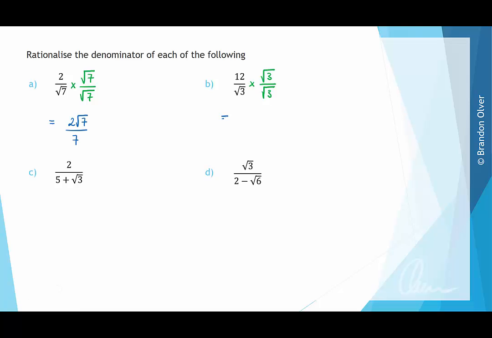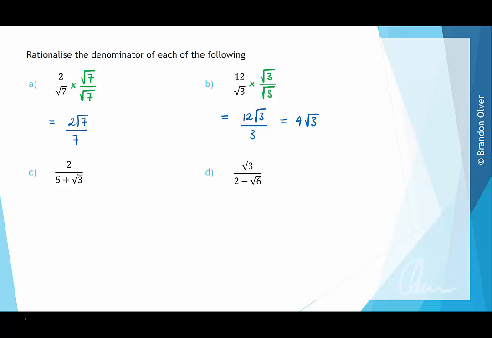So that will give 12 times the square root of 3 multiplying across the top line, divided by 3 by multiplying root 3 and root 3 on the bottom line. Simplifying that, 12 divided by 3 is in fact 4, so this answer is 4 root 3 when we rationalise the denominator. For part C and D, we're going to need to use a slightly different method to rationalise.